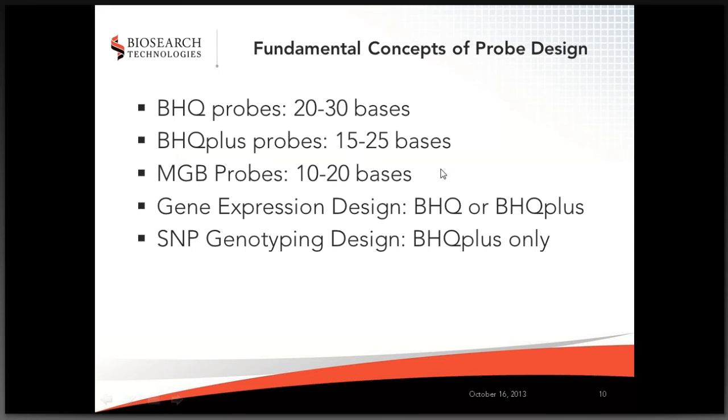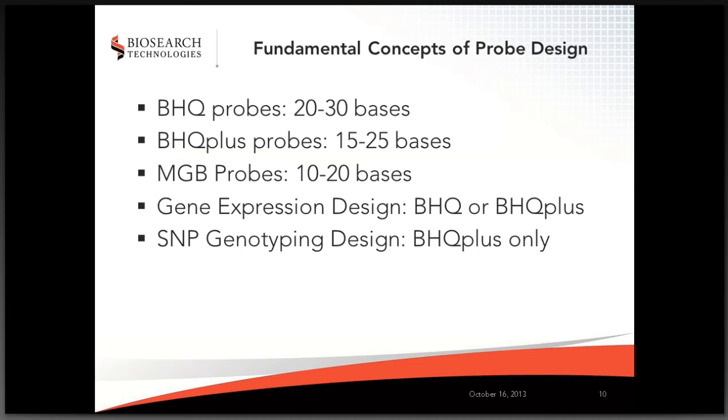their length. So when you're looking at desired traits in the design, you want a probe sufficiently long enough to ensure binding at the proper temperature, while sufficiently short to ensure quenching efficiency. So it's kind of important to find a happy medium as far as length and the melting temperature of the probe. So for certain applications such as gene expression, we generally recommend you start out with a BHQ probe design.